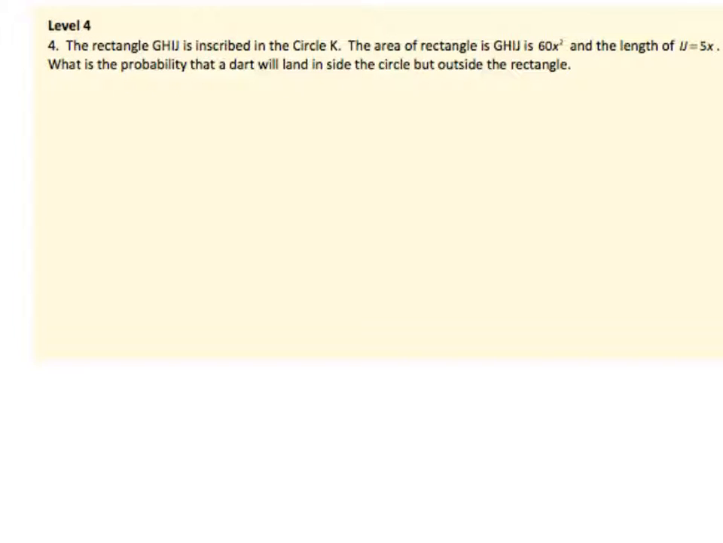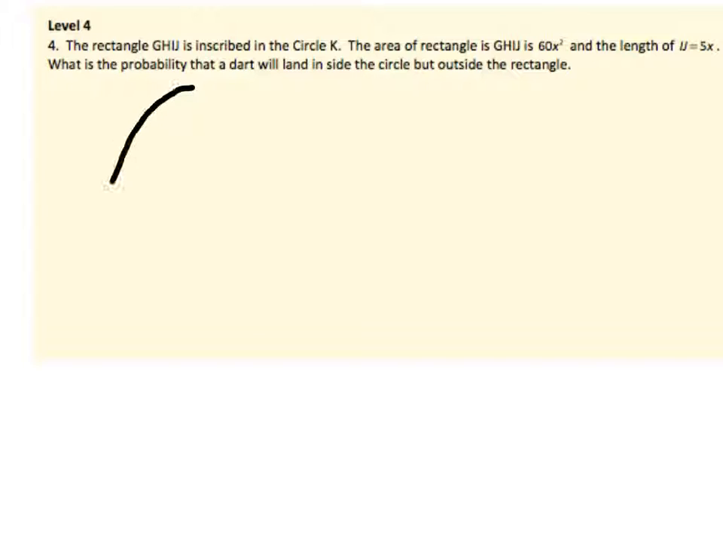Okay, level 4. The rectangle GHIJ is inscribed in circle K. The area of the rectangle GHIJ is 60x squared and the length of IJ is 5x. What is the probability that the dart will land inside the circle but outside the rectangle?